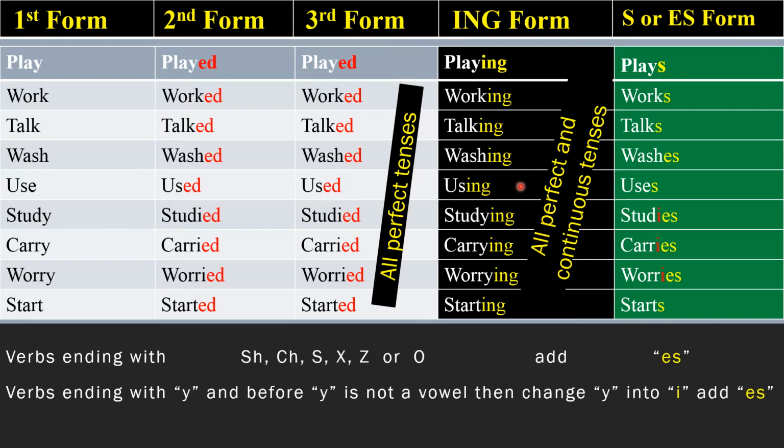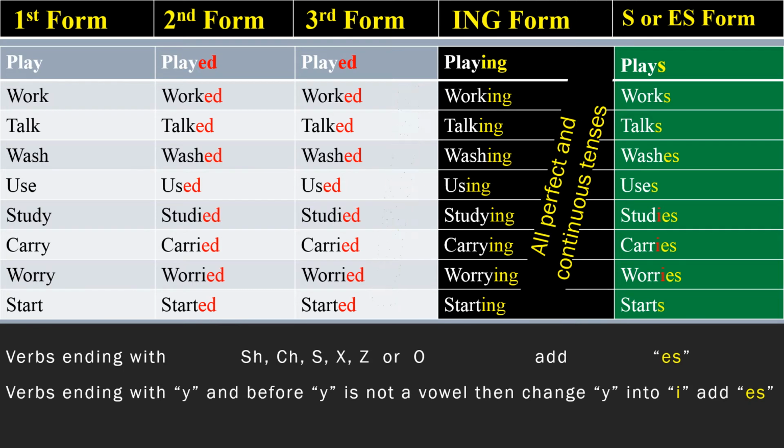And it is used in perfect structures, meaning perfect continuous structures, or it is used in continuous structures. But this is used in perfect structures. So it means that these two are used in all tenses, but the second form is used in past tense only, and this is used in present tense only, and then s or es is also used in simple present tense only, or in present tense only.